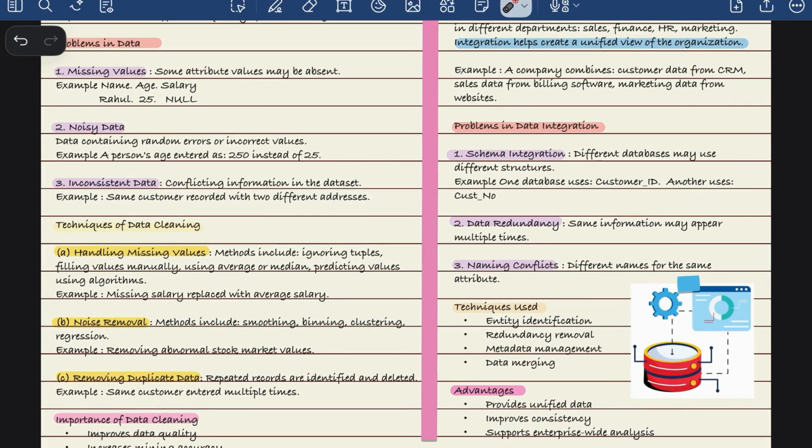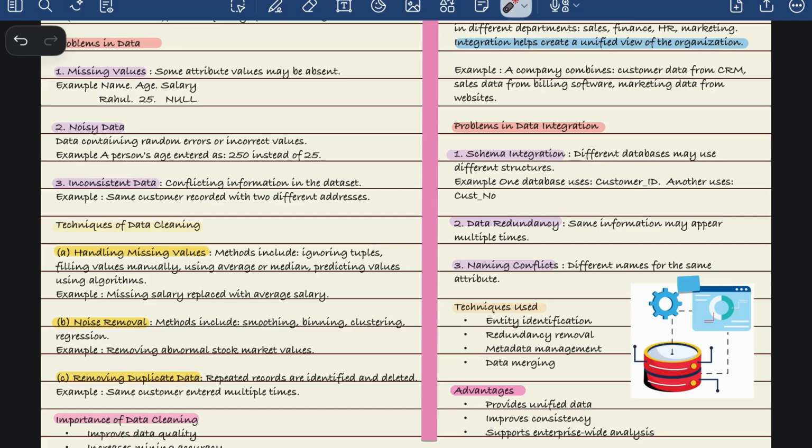So what are the problems? First is schema integration. Like I told you, customer ID in one and cust_number in another. So this is the schema integration problem, that different names are used in different databases. Then obviously naming conflict, a different name for the same attribute, right? In one it is customer name, in another it would be CUST_name. And then there is data redundancy as well. The same information may appear multiple times, which is very wrong, right? It will affect the insights.